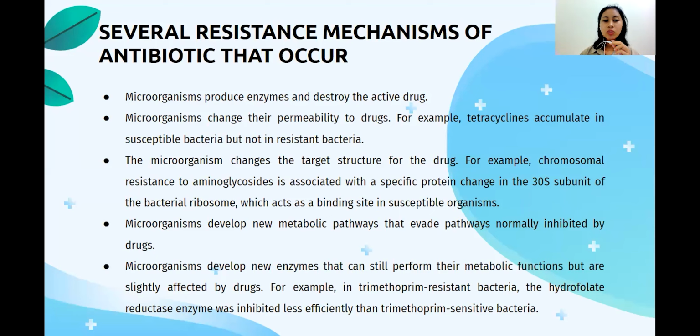For example, chromosomal resistance to aminoglycoside is associated with a specific protein change in the 30S unit of the bacterial ribosome, which acts as a binding site in susceptible organisms. The fourth is microorganisms develop new metabolic pathways that bypass pathways normally inhibited by the drugs. And the last is microorganisms develop new enzymes that can still perform their metabolic function, but are slightly affected by drugs.